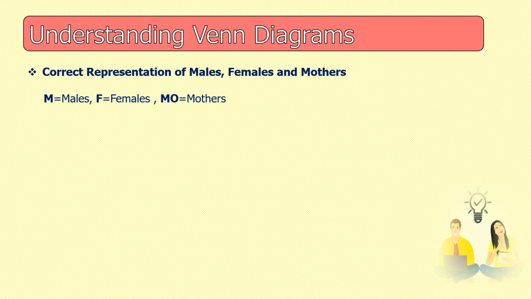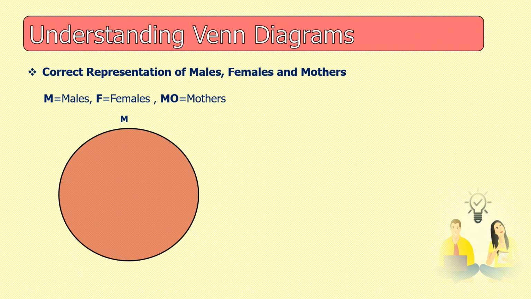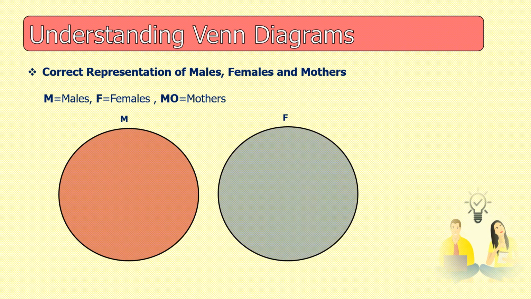Correct representation of males, females, and mothers. Males, females are two distinct sets, but all the mothers are females. So mothers will go inside female.